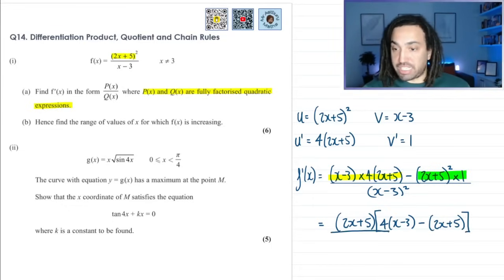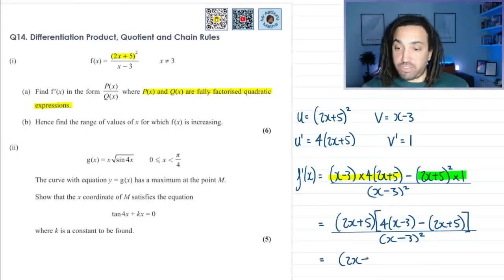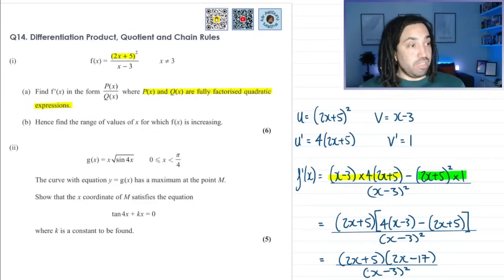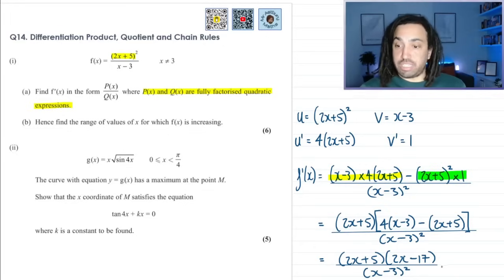And that's it. That is nicely factorised. And then on the bottom, we've still got this (x − 3)², which is factorised, so we don't need to worry about that. Okay, so the final thing to do now is just to tidy up this big square bracket. We've got a 4x minus a 2x, so that's a 2x. And we've got 4 times minus 3 is minus 12, and then minus a 5 is going to be minus 17. And then that is again all over this (x − 3)². And I believe that is all good. Yep, that's the final answer.